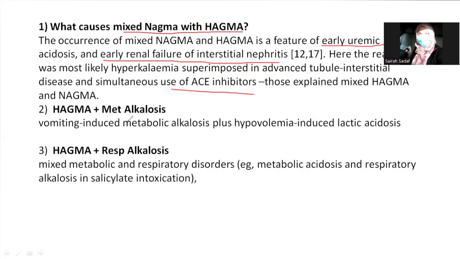Now let's go to the second example, that is my favorite one. How can a patient have metabolic acidosis and metabolic alkalosis at the same time? Yeah, that can happen, of course.